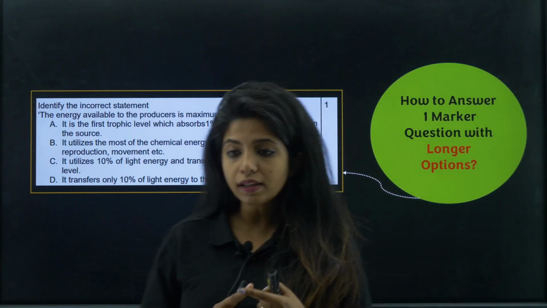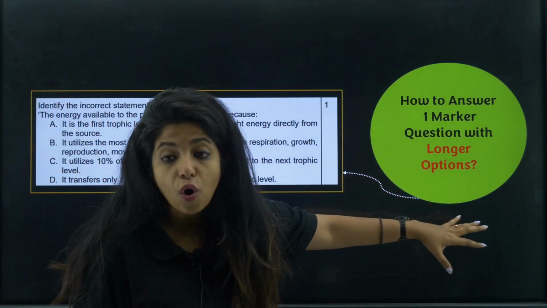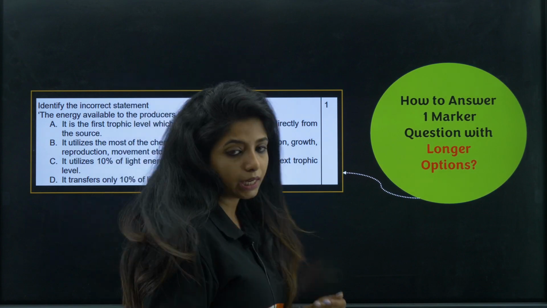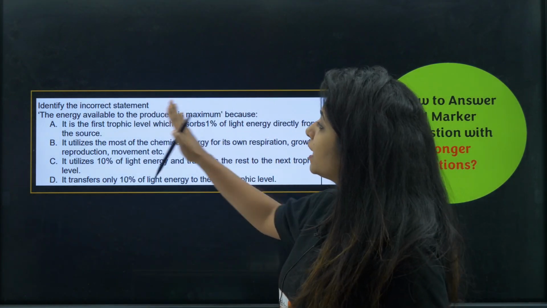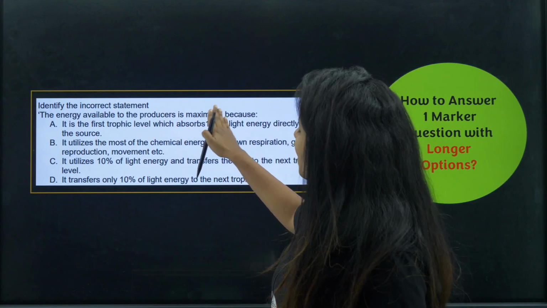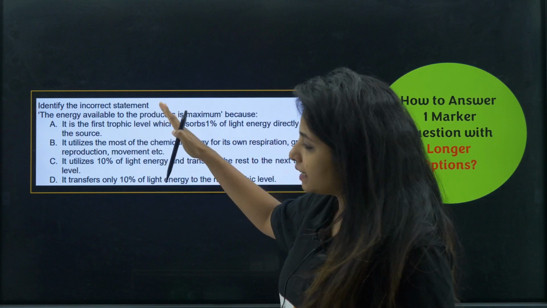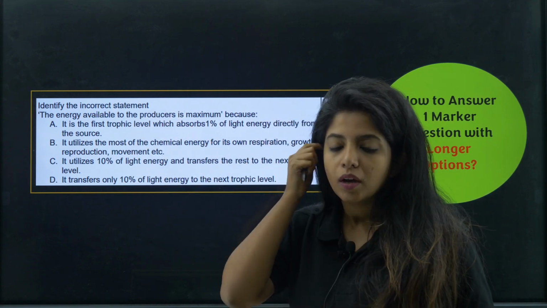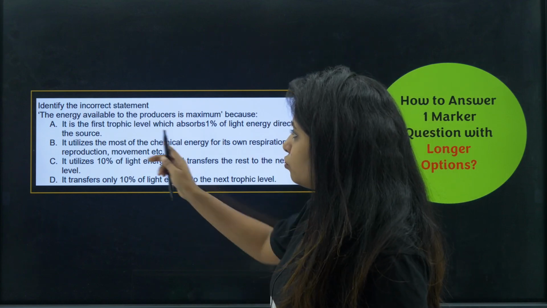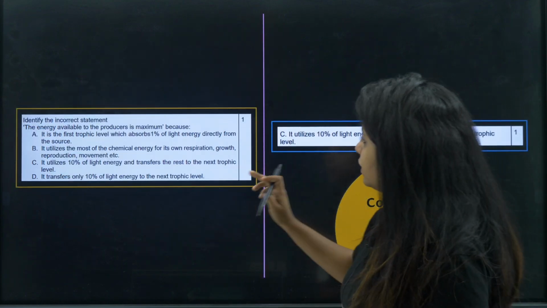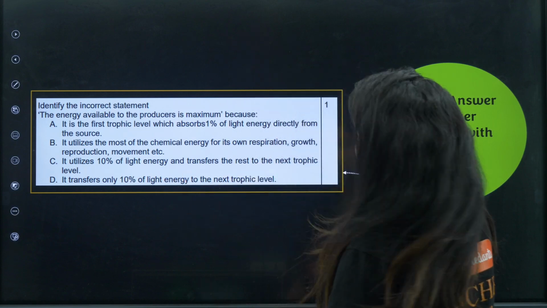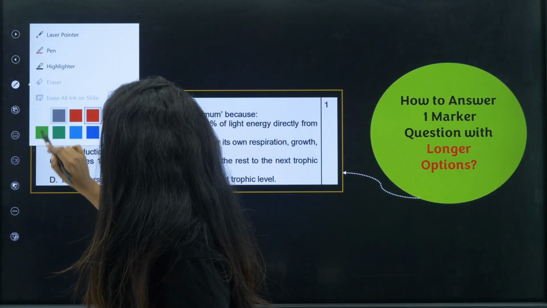So, how to answer a one-marker question with longer options. This is the question: identify the incorrect statement. The energy available to the producers is maximum because... and then options B, C and D are there. Now, suppose you got to know the answer, and the answer is C. What will you do, children?